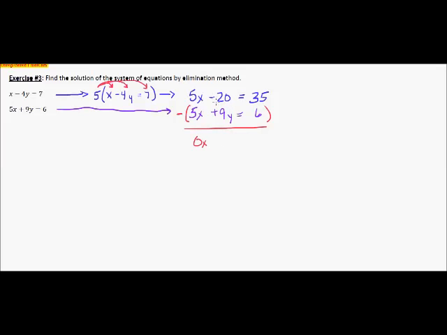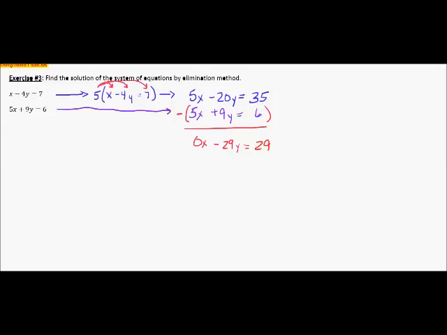Now watch your positives and your negatives here. -20 minus 9 would be -29y. Oh, I forgot a y up there, didn't I? That would be a y right there. And 35 minus 6, that is going to be 29.